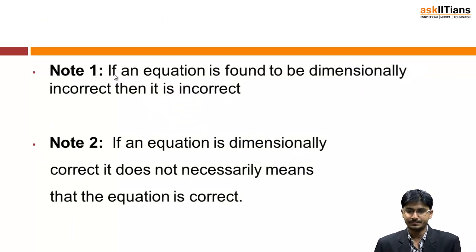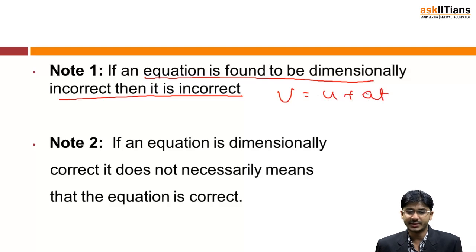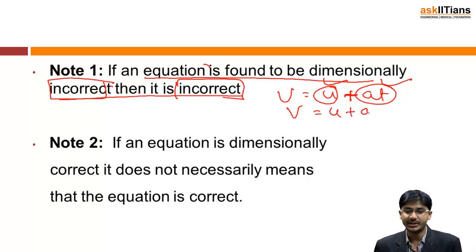Now we'll move to the next. Now what are the deductions from this? The first application that we have used is that if an equation is found to be dimensionally incorrect, then it is incorrect. Dimensionally incorrect means the dimension of this is something else, the dimension of this is something else. It means we are actually adding apples and oranges. That is not possible at any cost. We cannot add apples and oranges. So if any equation is found to be dimensionally incorrect, then that formula must be incorrect.